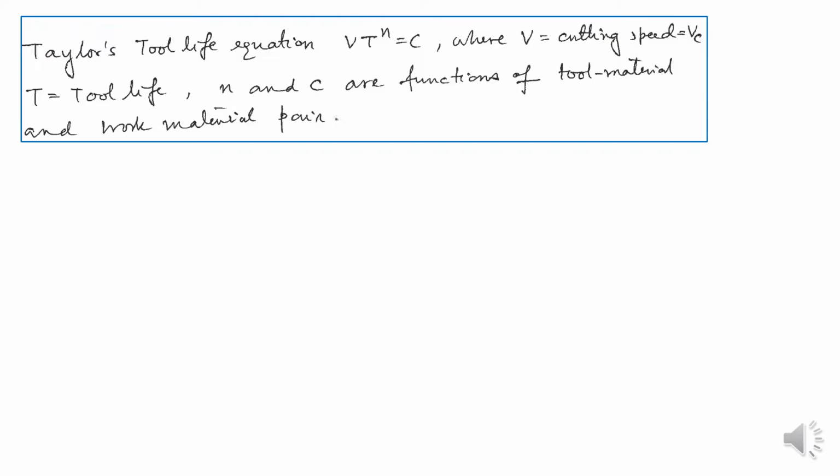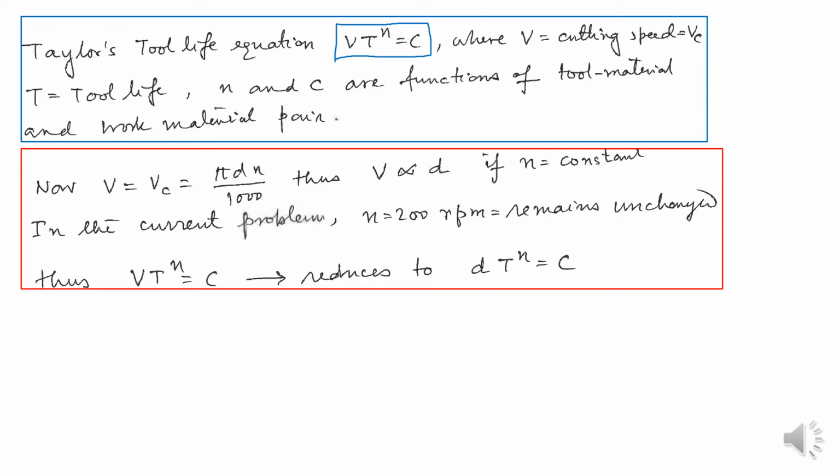This can be solved using the standard Taylor's tool life equation, V t to the power n equal to C. This is the standard tool life equation, V t to the power n equal to C, where V is the cutting velocity, which we quite often refer to as Vc, T is the tool life, and C is a value which depends on the work material and the tool material. n is the root index of T, that is T to the power n.